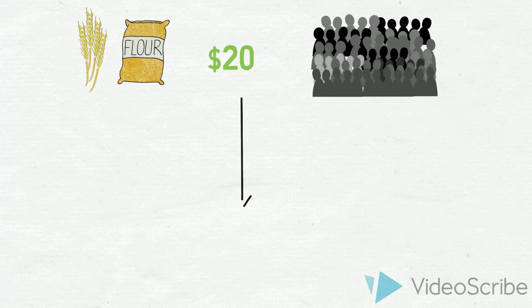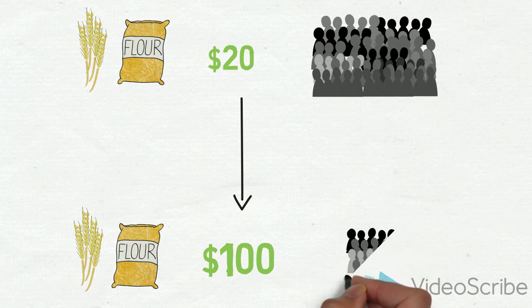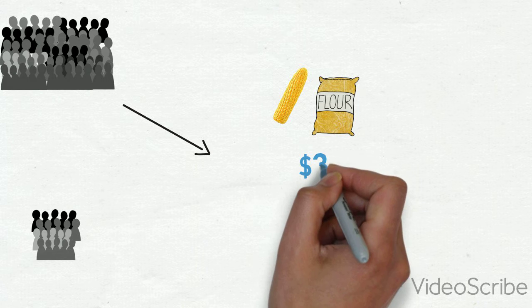However, due to a poor wheat crop, let's say the price of wheat flour soars to $100. Many customers who are willing and able to pay $20 for wheat flour are not going to be able to pay $100, or even if they are able to pay $100, many would decide to replace their wheat flour with cheaper alternatives, such as corn flour.